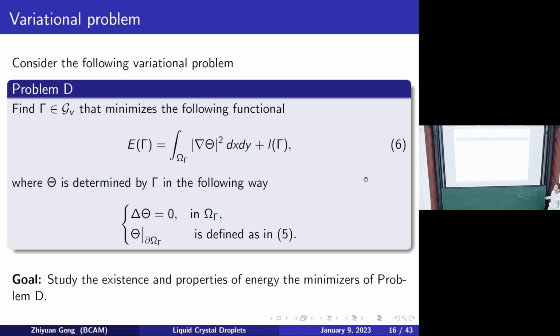And then we are ready to give the final variational problem we consider. We consider this energy functional, where the first part is the Dirichlet energy, plus the length of this curve gamma. And this theta is completely determined by this gamma, in the sense that it is a harmonic function inside the domain, and on the boundary it is defined as the tangential direction of gamma. So you can see this is a functional that depends completely on this gamma. So now we have the variational problem.